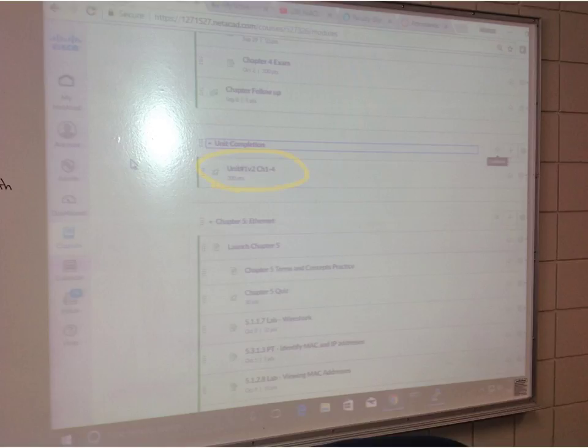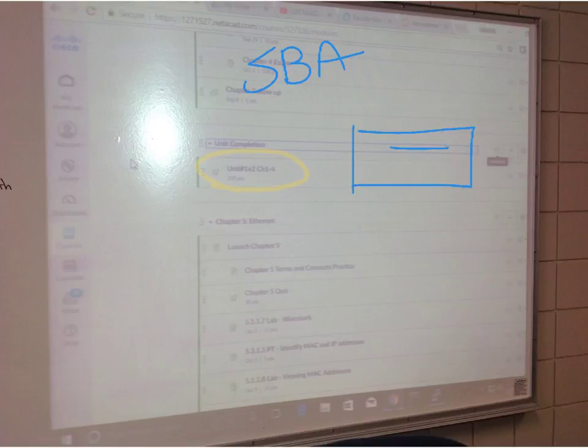We took this test, and coming up we have the SBA, and basically we talked about that. On Friday you're going to have to get a workstation on the switch. The switch is going to connect out.